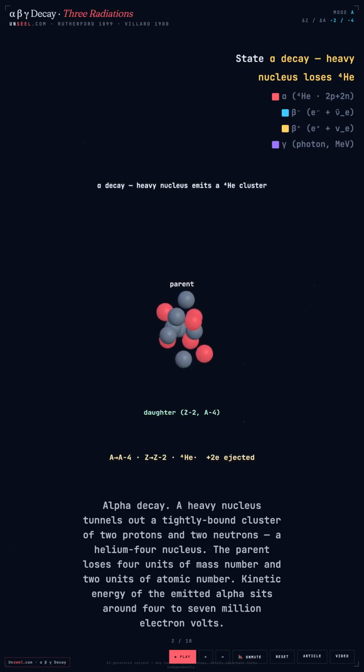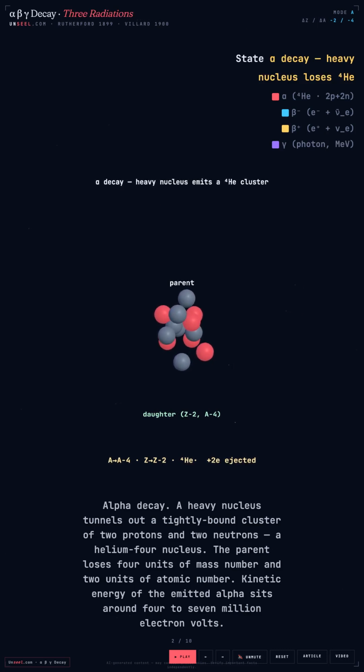Alpha decay. A heavy nucleus tunnels out a tightly bound cluster of 2 protons and 2 neutrons, a helium-4 nucleus. The parent loses 4 units of mass number and 2 units of atomic number. Kinetic energy of the emitted alpha sits around 4 to 7 million electron volts.